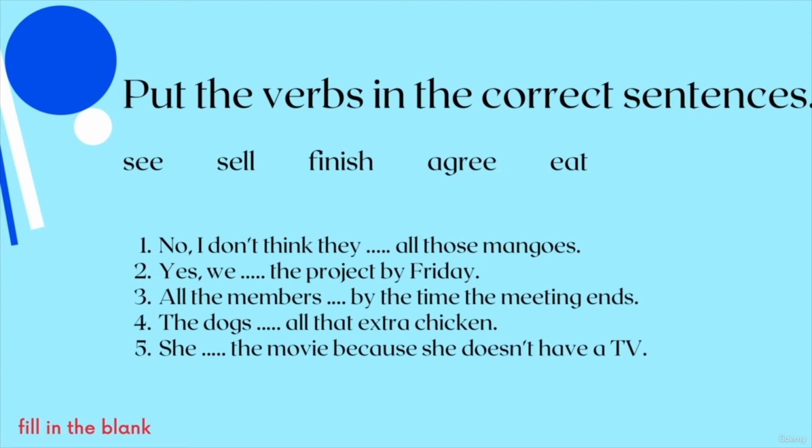Number 1, no, I don't think they will have eaten all those mangoes. Number 2, yes, we will have finished the project by Friday. Number 3, all the members will have agreed by the time the meeting ends. Number 4, the dogs will have finished all that extra chicken. Number 5, she won't have seen the movie because she doesn't have a TV.